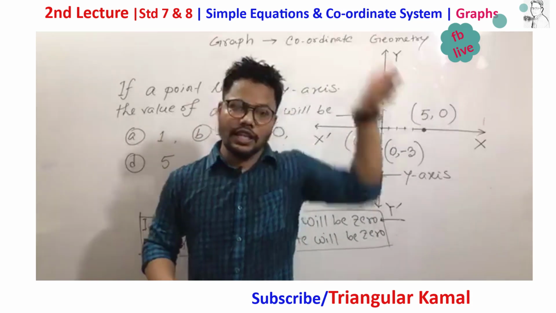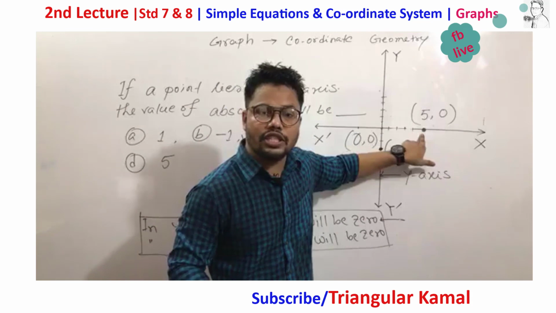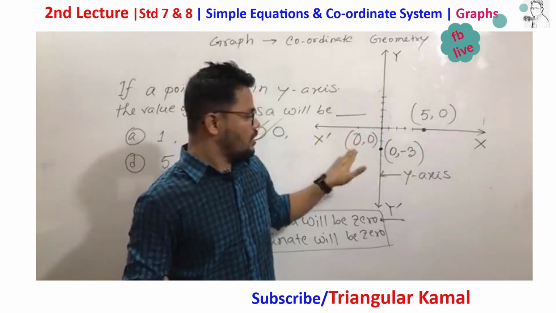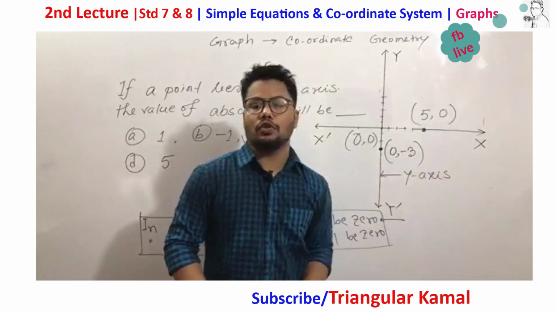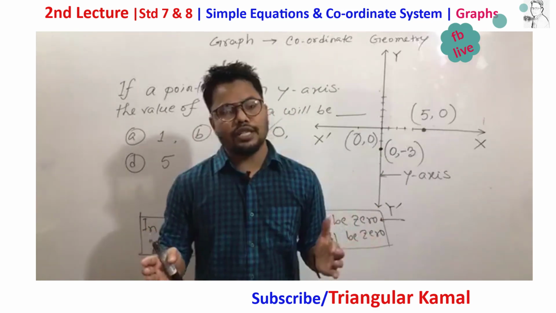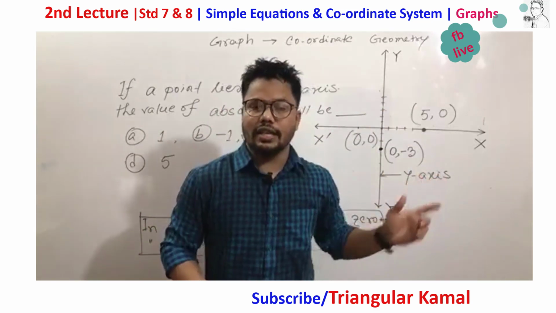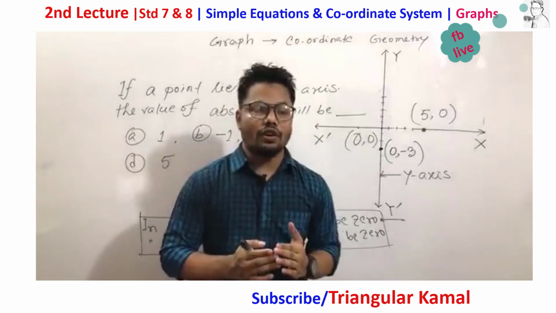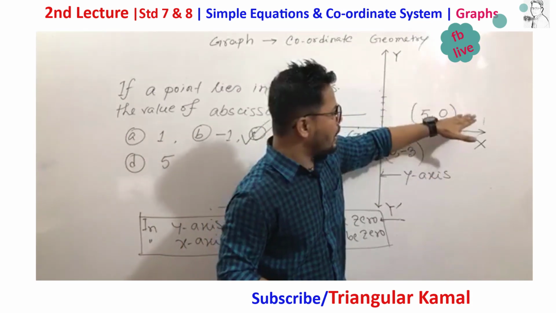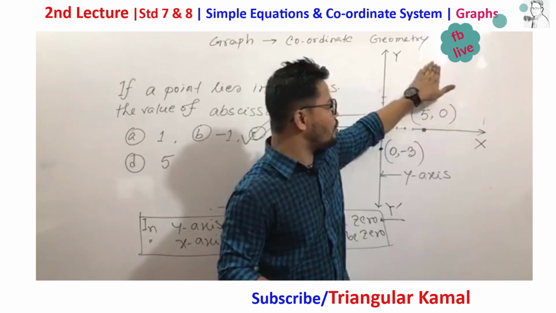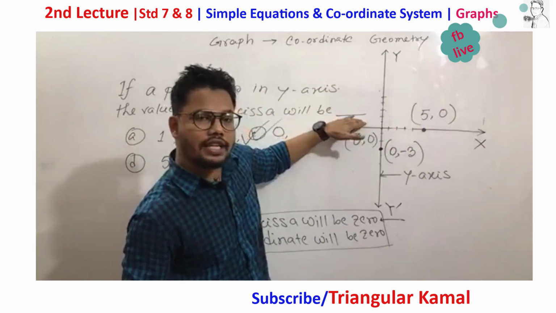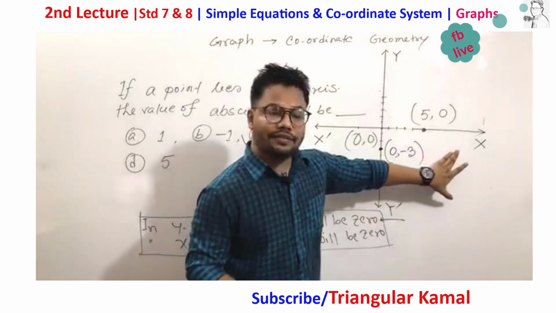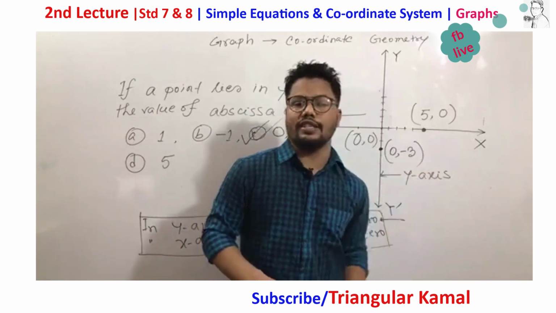Quadrants are always counted anti-clockwise, starting from the positive side of the x-axis. This is the first quadrant, this is the second quadrant, this is the third quadrant, this is the fourth quadrant. Different types of points we can place in the different quadrants. Basically it depends on the positive and negative signs. In the first quadrant both abscissa and ordinate, x and y, are positive. In the second quadrant x is negative, y is positive. In the third quadrant both x and y are negative. But in the fourth quadrant x is positive, y is negative.